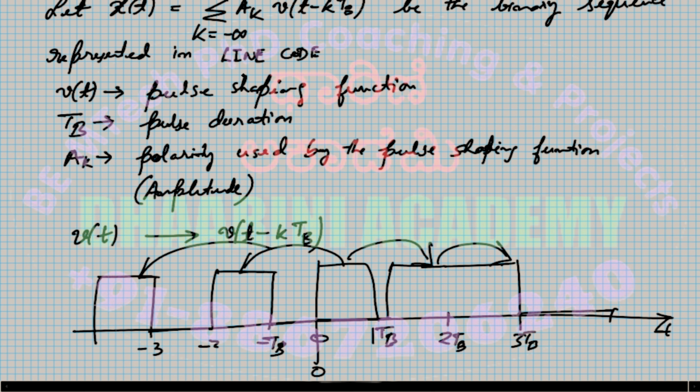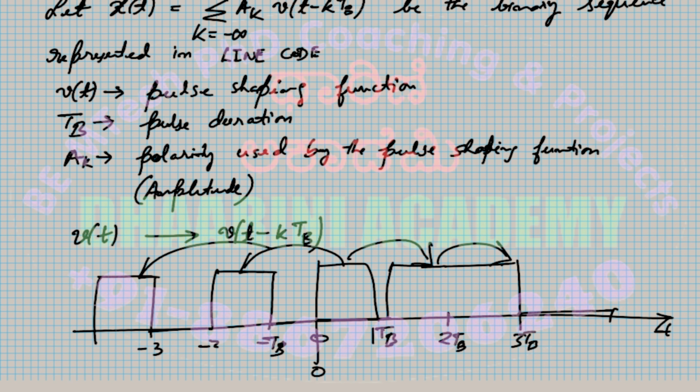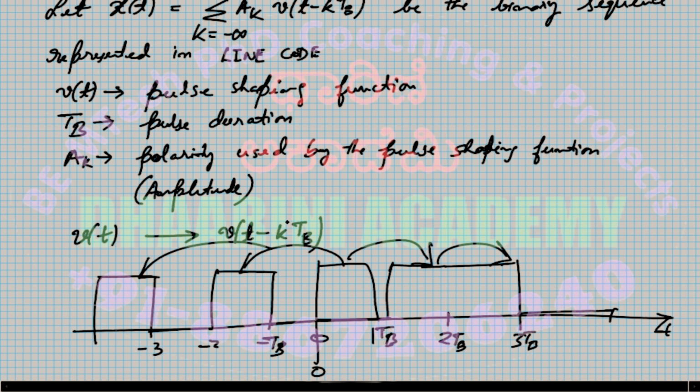So if this whole term becomes positive, because k is negative means the term becomes positive, right? Because minus of minus k is positive. So when k is negative, the term becomes v of t plus kTb, which is the left side. When k is positive, the term still remains negative, so v of t minus kTb is on the right side. Shift to the right side.